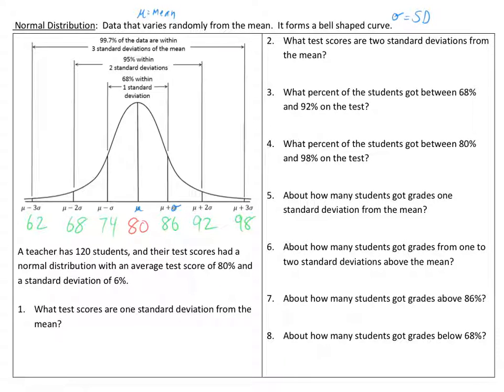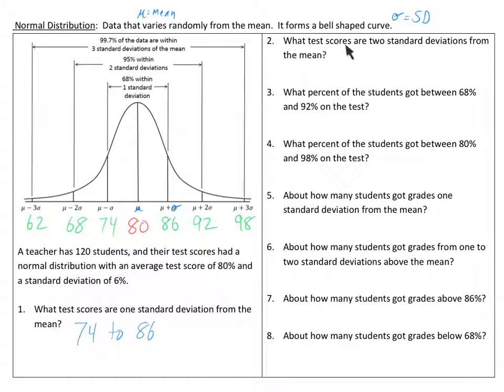So what does all that mean? Well, let's answer these questions and it'll all kind of come together better. What test scores are 1 standard deviation from the mean? Aren't my test scores from here to here 1 standard deviation from the mean? Isn't it from 74 to 86%? Aren't these test scores 1 standard deviation from the mean on both sides?